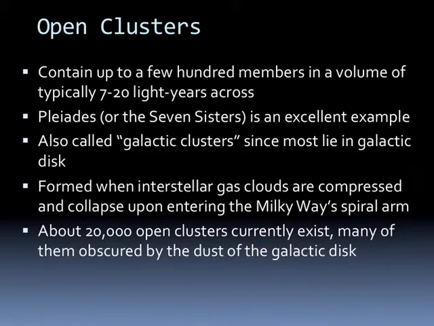They're also called galactic clusters since most lie in the galactic disk. They're formed when interstellar gas clouds are compressed and collapse upon entering the Milky Way's spiral arms. About 20,000 open clusters currently exist, many of them obscured by dust in the galactic disk.